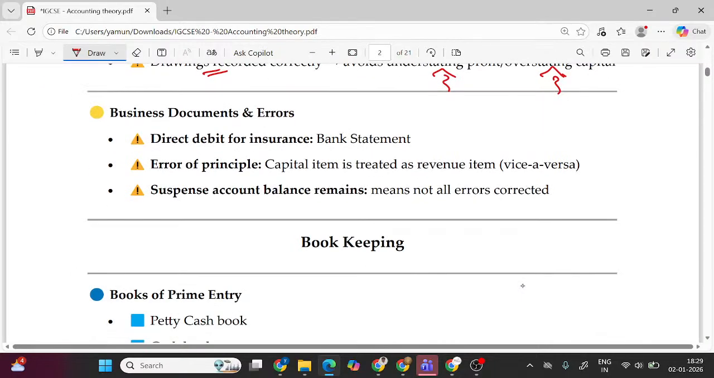Also, when you talk about business, they'll be maintaining the documents and some errors will be occurring. So the next heading is about this one. Directly debiting for insurance, the bank statement. Error of principle has to be considered. Capital item is treated as revenue item and vice versa. That should not be done, right?